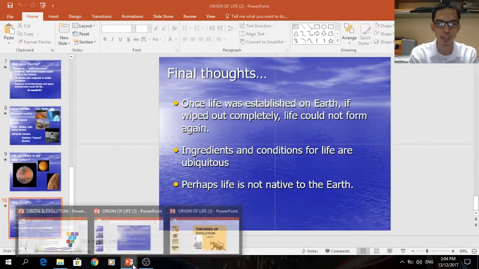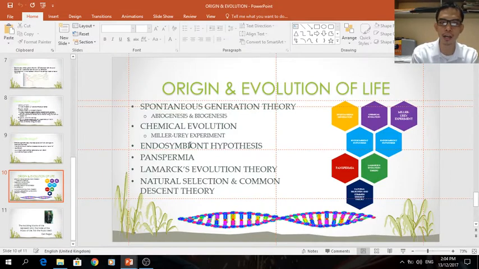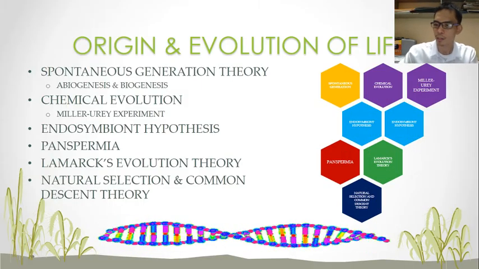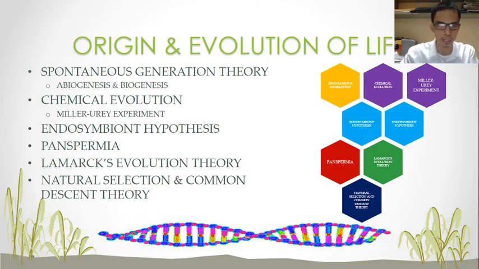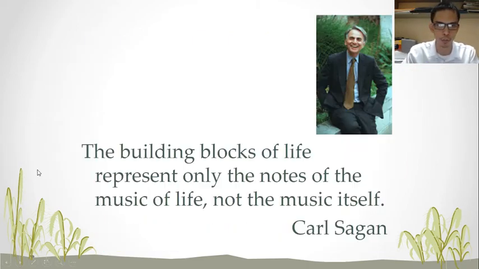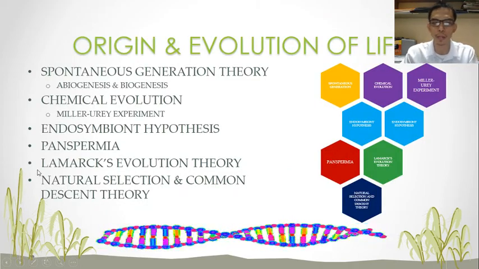Alright, so next one, the last theory that is attempted by a well-known naturalist is Lamarck's evolution theory. So what do we have right here?